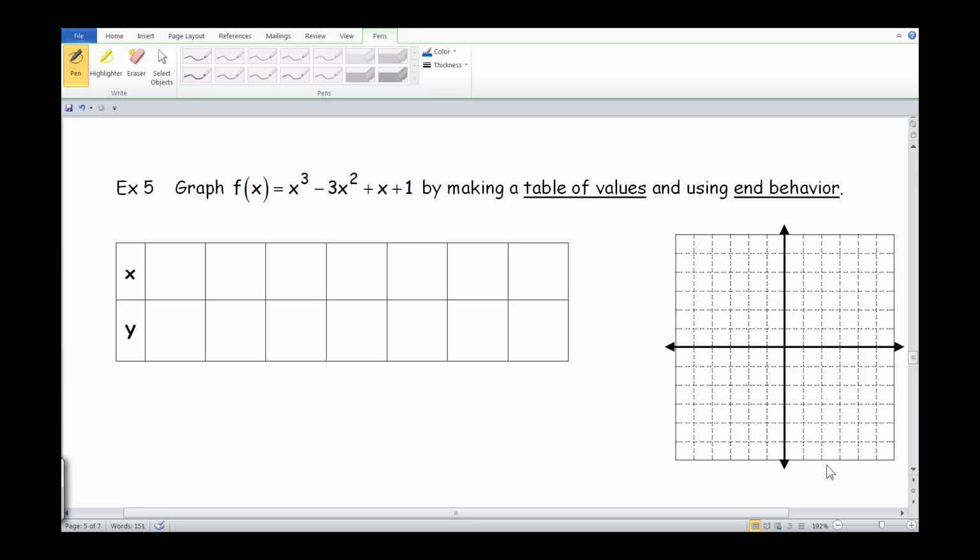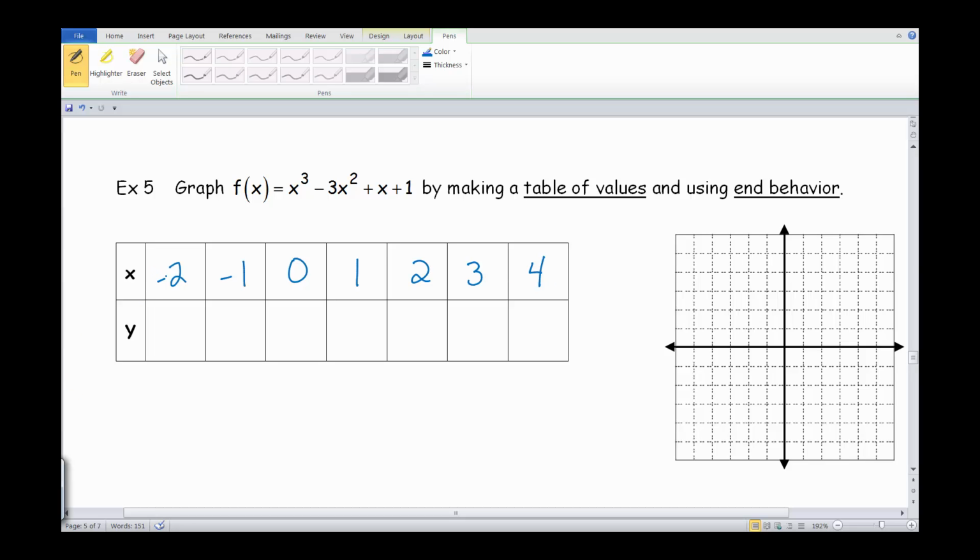Here we are at example 5 from our 5.2 number 2 set of notes. We're asked to graph the following function by making a table of values and then talking about the end behavior of that. So in looking at our function, I'm going to choose some random x values, like negative 2, negative 1, 0, 1, 2, 3, and 4. I like positive values better.